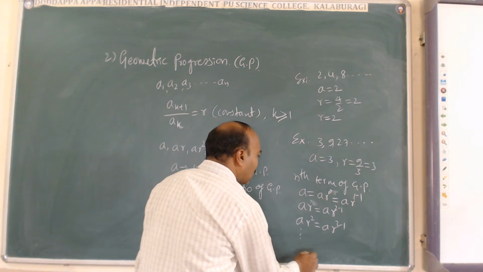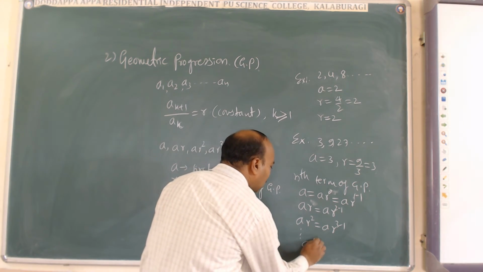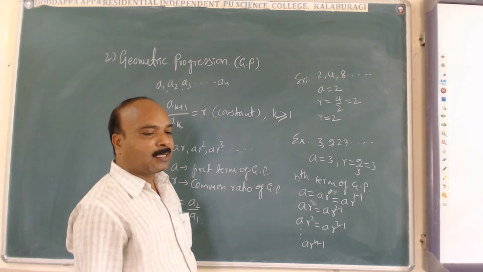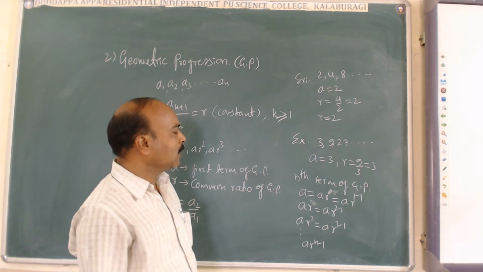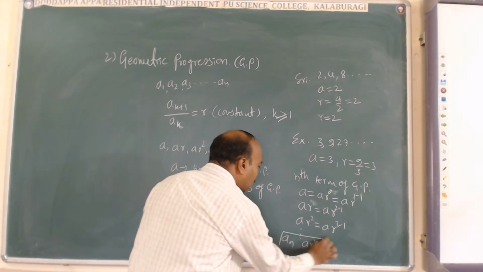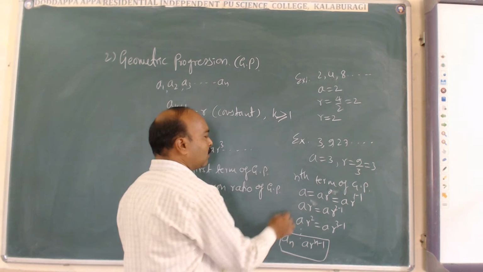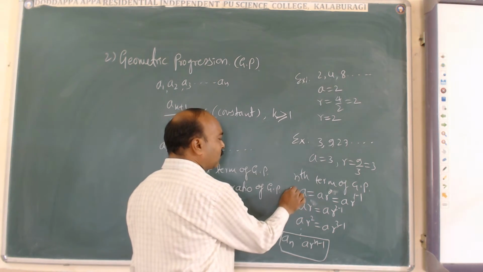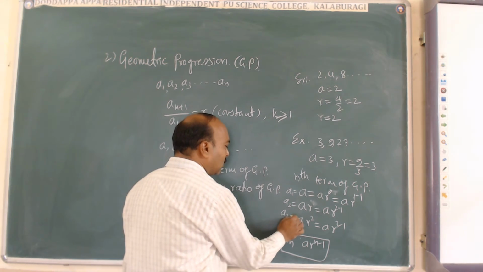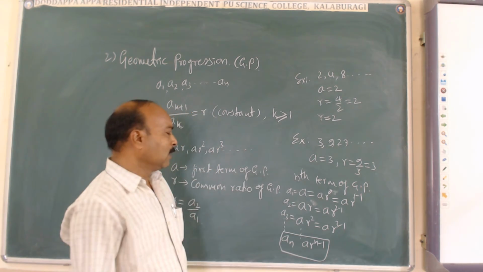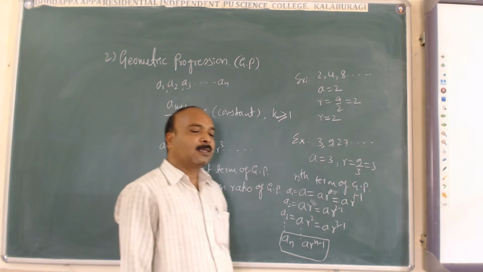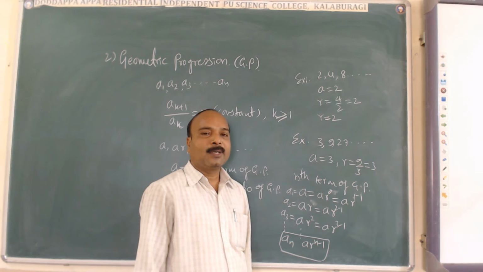The nth term is given by a r raised to n minus 1. If it is the nth term, we write it as a r raised to n minus 1. It is the nth term of the GP, that is nothing but an. So an equals a r raised to n minus 1. It is the first term a1, second term a2, third term a3, and so on, and the last term an. An is given by a r raised to n minus 1. It is the nth term of a geometric progression.